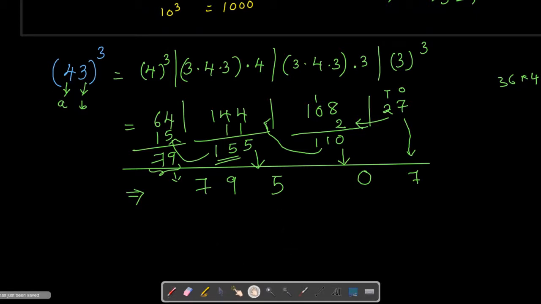Yes. So now let me take one more example. So here what we'll be doing is we will be skipping one step and doing it directly. So let me say I have a number 89 cube. So let us take a little bigger number, 89 cube. So we know that we can take this as a cube, 3ab times a, and 3ab times b, and b cube.